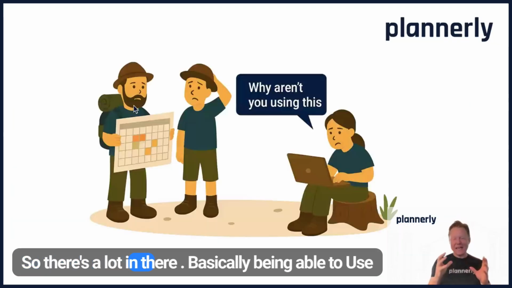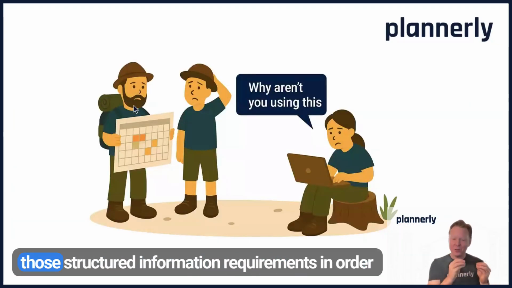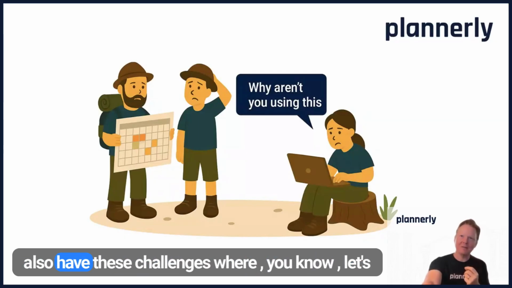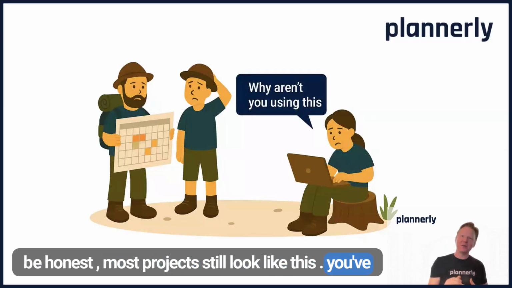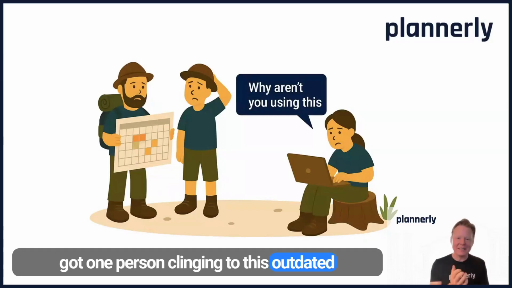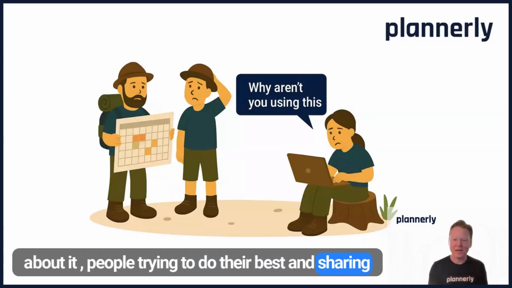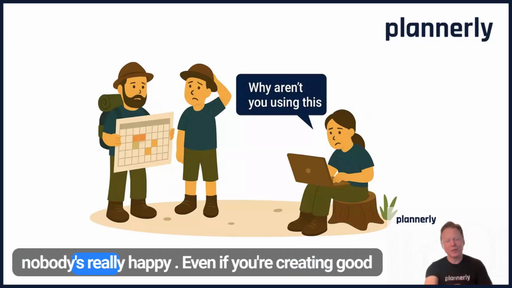So there's a lot in there, basically being able to use those structured information requirements in order to generate better deliverables. But we also have these challenges where, let's be honest, most projects still look like this. You've got one person clinging to this outdated spreadsheet. You've got loads of people confused about it, people trying to do their best and sharing the right information at the right time, but nobody's really happy.